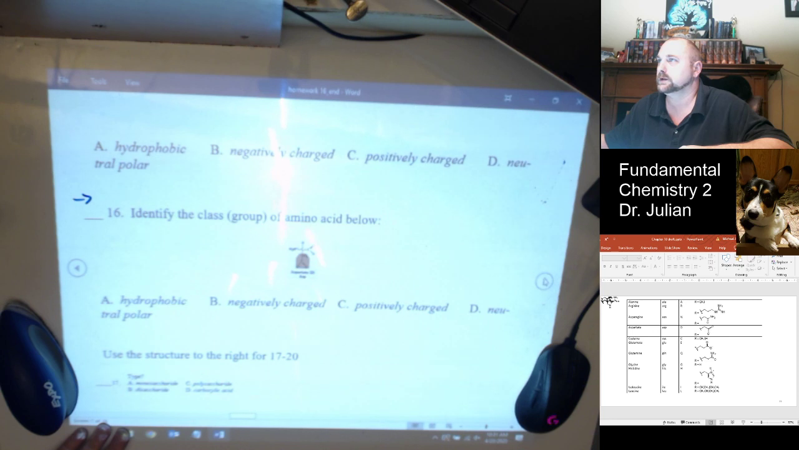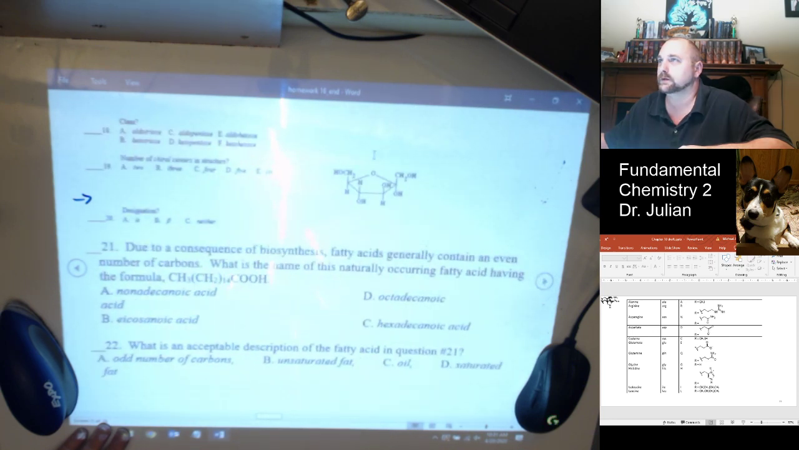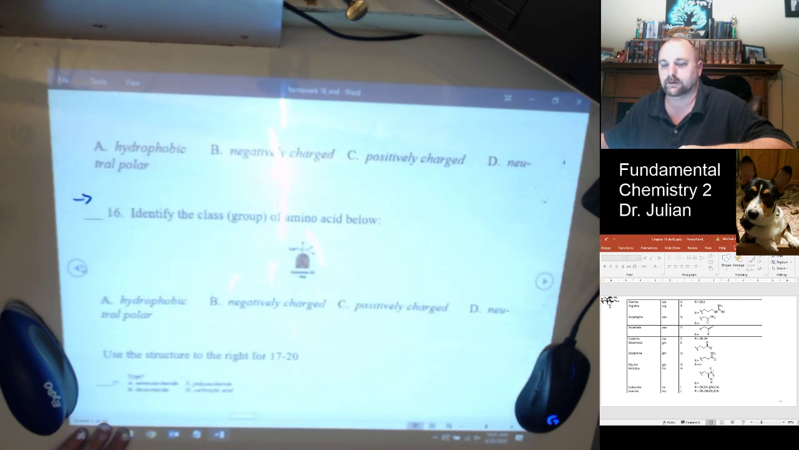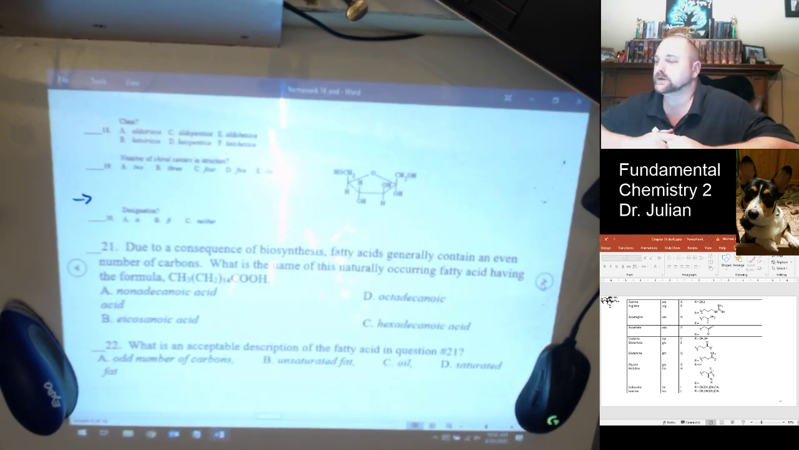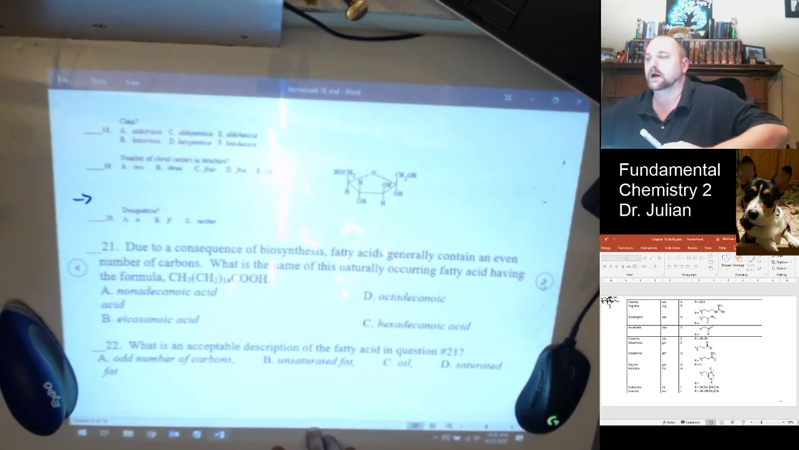And then use the structure on the next page to figure out 17 through 20. That's this thing over here. It wants to know, is this a monosaccharide, a disaccharide, a polysaccharide, or a carboxylic acid? Oh man. But I'm looking up here. That's a sugar. So that's a monosaccharide. There's only one in there. I've got a peptide bond. I've got a lot of stuff going on.